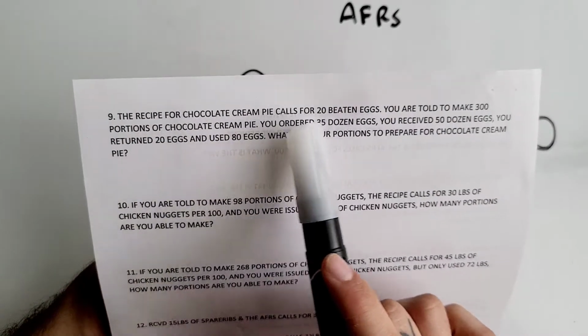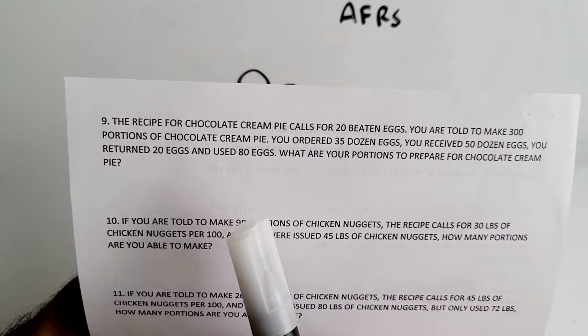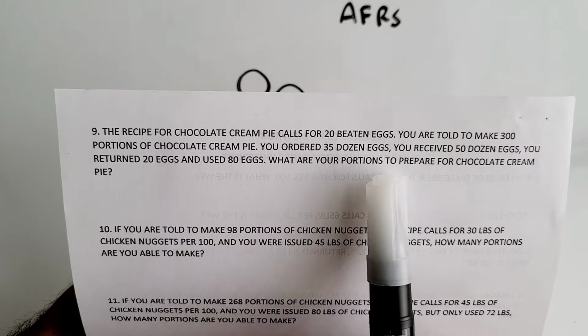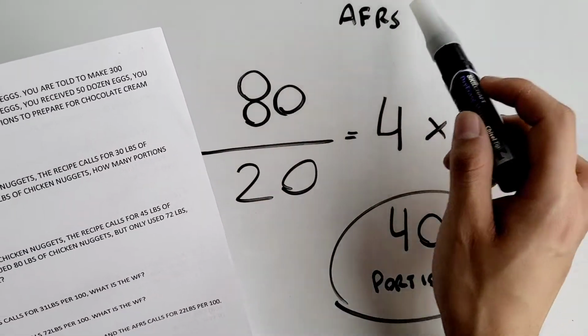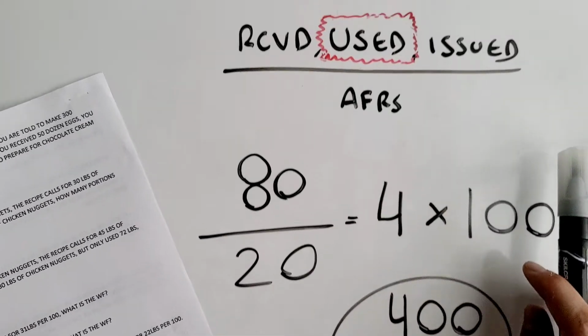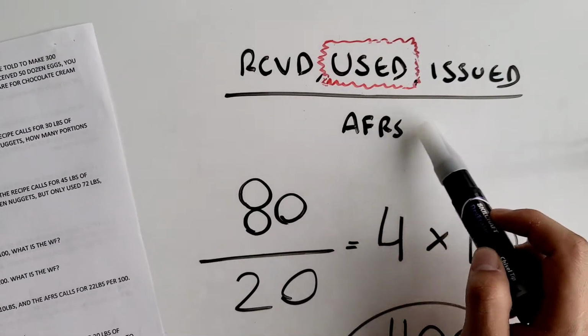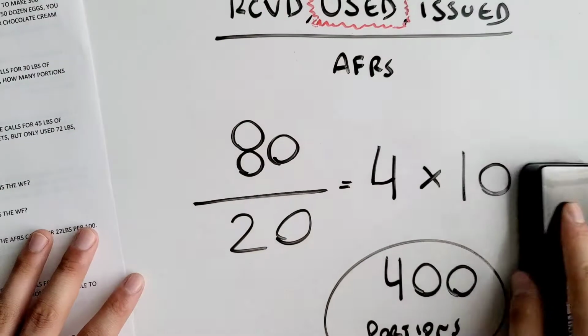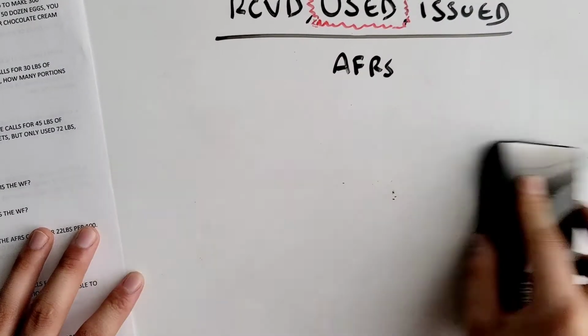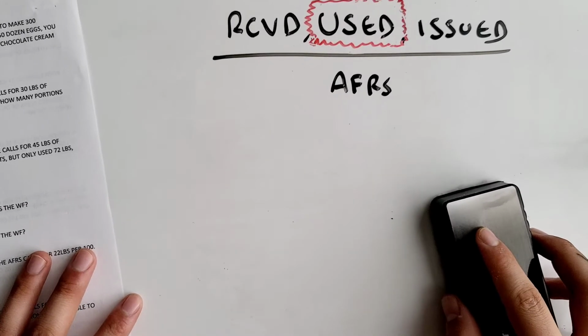So again, don't forget to read your whole question because it's always gonna end up giving you a bunch of numbers that you don't need. So again, these are the things you need. How much you actually used, and you divide it by what your recipe card calls for. So erase this and move on to the next one.